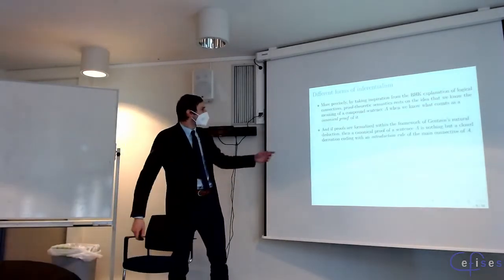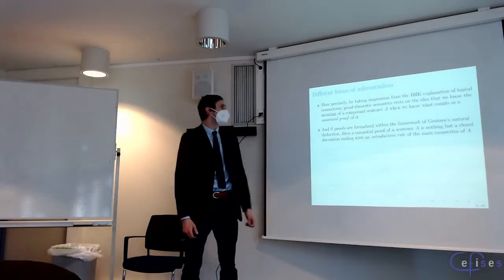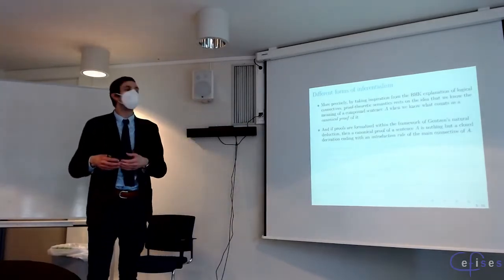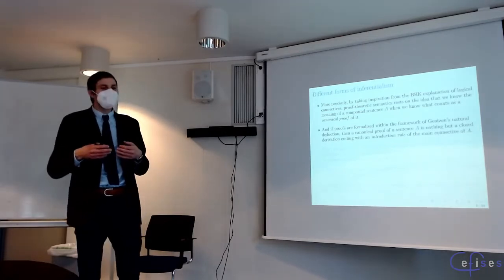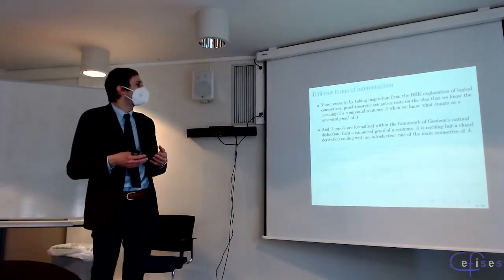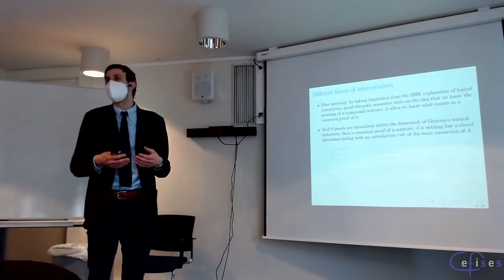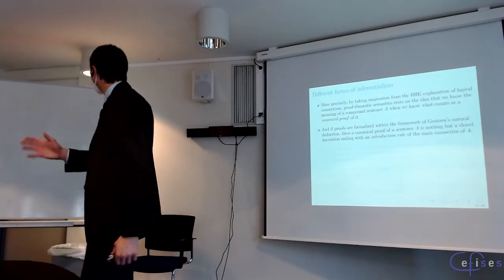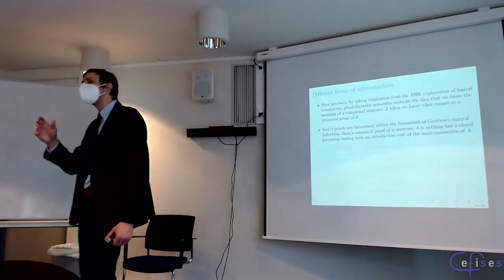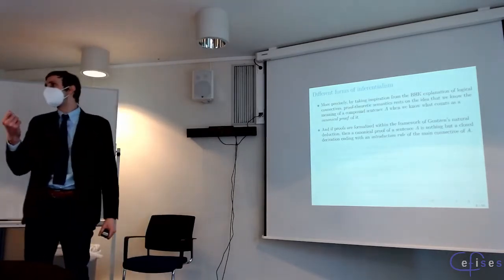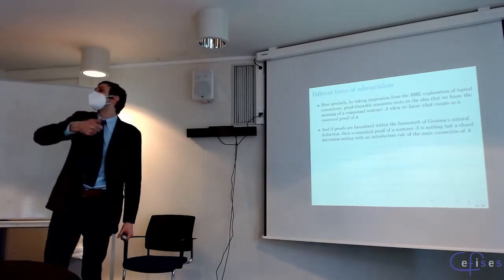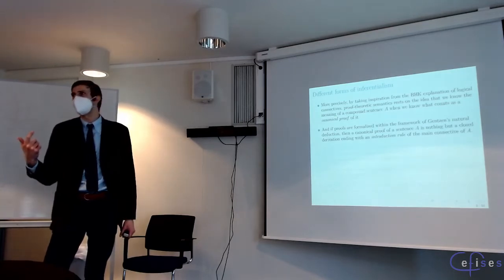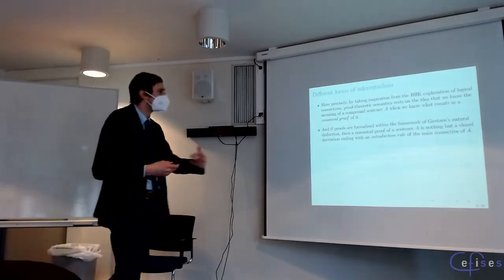Now, if proofs are formalized within the framework of Gentzen's natural deduction, then a canonical proof of a sentence A is nothing but what? A closed derivation ending with an introduction rule of the main connective. This is because in natural deduction, for those who are not familiar with it, you have two kinds of rules: rules for introducing an expression, a connective in this case, and rules for eliminating it. Okay? So this is the way in which it is written.